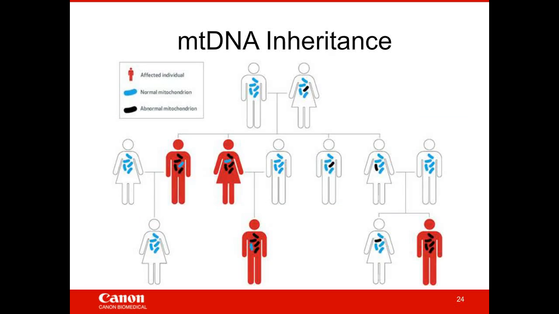Mitochondria are derived from the ovum, and the mitochondrial DNA is therefore maternally inherited. A mother carrying abnormal mitochondria will pass the abnormal mitochondria to all of her children, but only her female offspring will transmit the abnormal mitochondria to future generations. Affected males do not pass on the abnormal mitochondria. However, both sexes can suffer from mitochondrial disease.